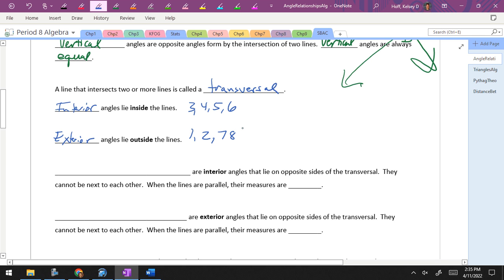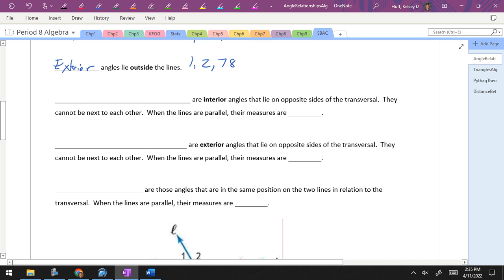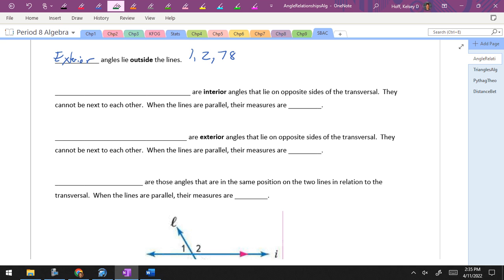Okay, here's where more vocab comes into play. First set of angles that should be new. Vertical you've used before. Alternate interior angles. Not angels. Are interior angles. Both of them are interior. And they lie on opposite sides of the transversal. They cannot be next to each other.